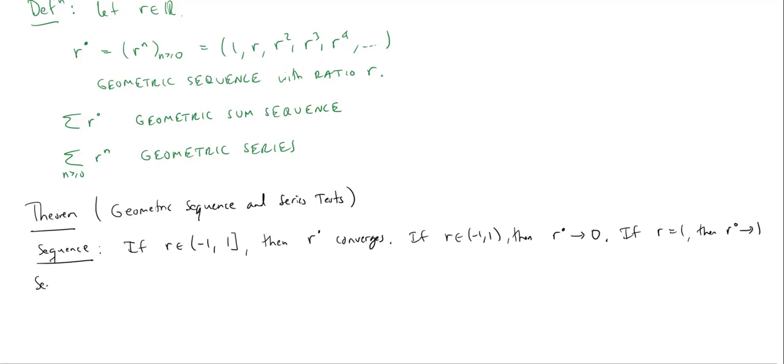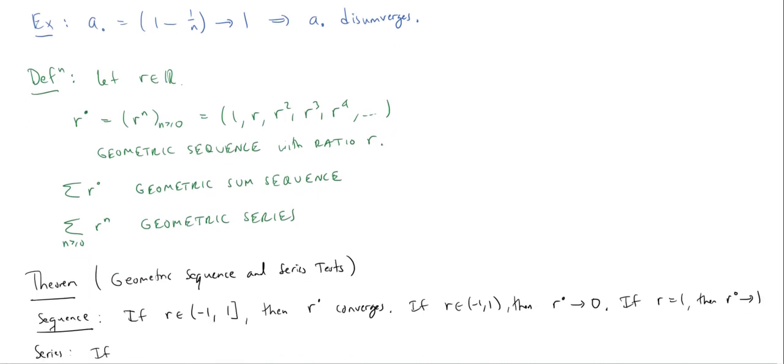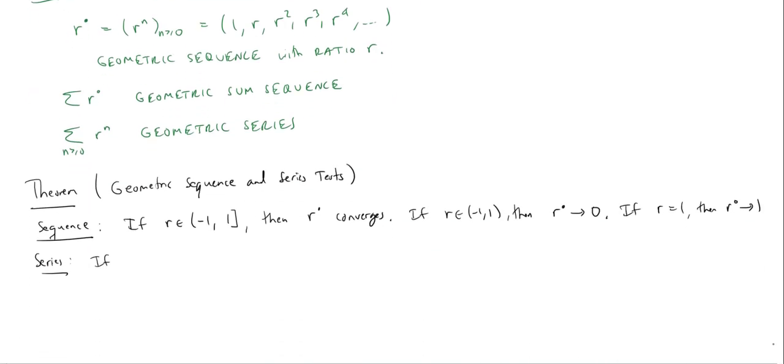Okay, now what if we're talking about the series or the sum sequences? Well, there we see immediately when r is equal to 1, the sequence converges to 1. But if the sequence converges to 1, then the sequence does not converge to 0. And if the sequence does not converge to 0, then the sum sequence is going to diverge, right? So we don't need to worry about what happens at 1. We already know. So the only possibility is actually going to be between -1 and 1.